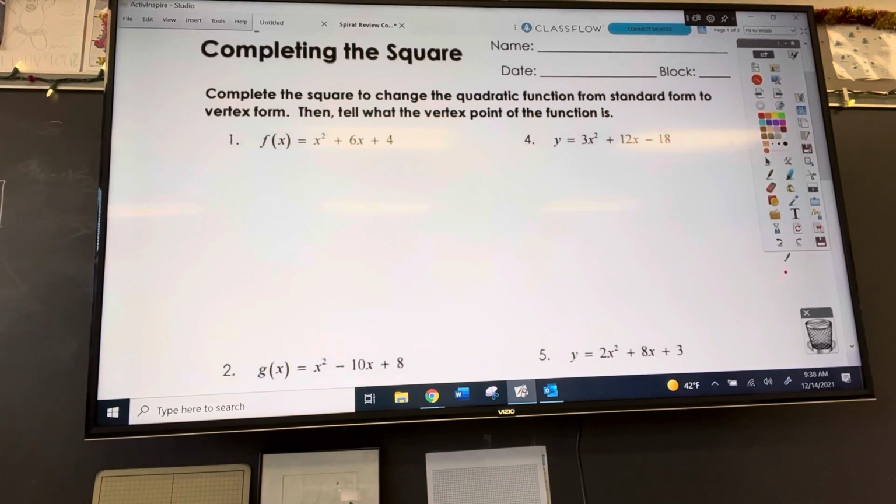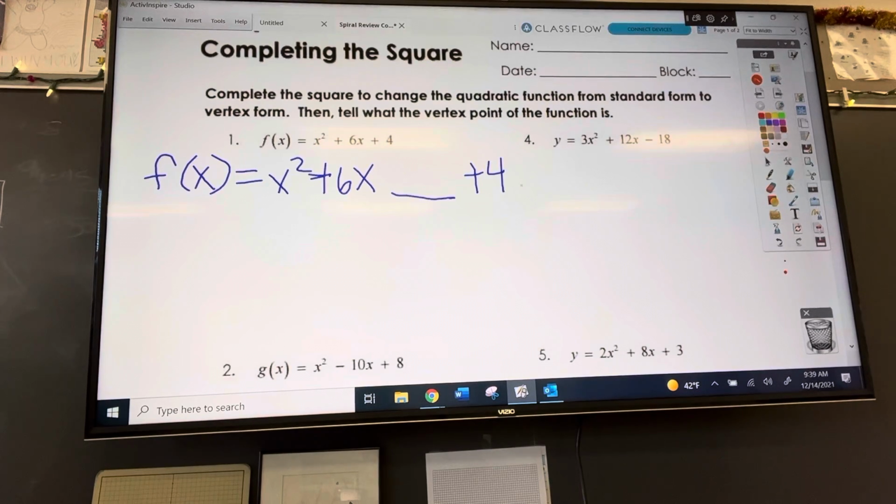Okay, so problem number 1. We're going to rewrite this first as f of x equals x squared plus 6x, and then we're going to leave a space, and then plus 4, and then we're going to put something else there.